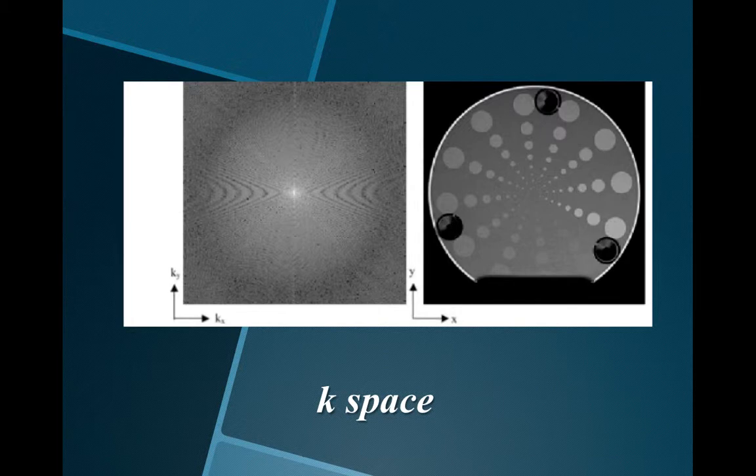K-space. K-space is the representation of the spectral frequency content of the object. It is where the voltage signal received from the sample is stored. In short, the echo signal is the K-space.